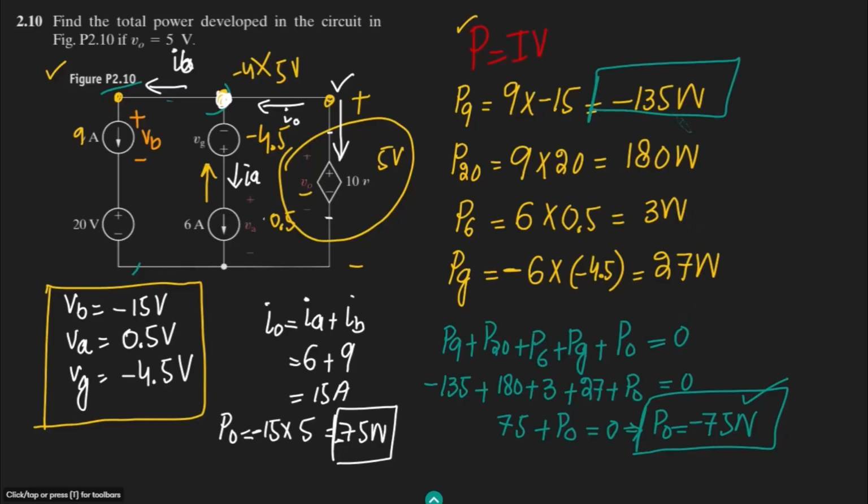Okay, so this is the developed power and this one is the developed power as well. If we add them together, the total power developed PD would be P naught plus P9, so this will be minus 210 watts. Okay, because this P naught is minus 75 watts, this P9 is minus 135, so adding them together we will get minus 210, and that is basically the solution of the question which is asked.